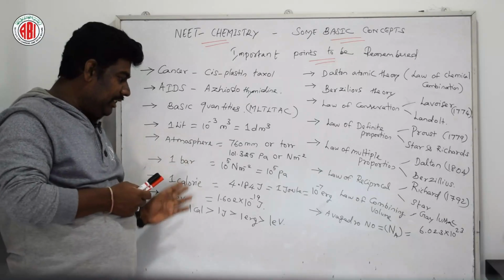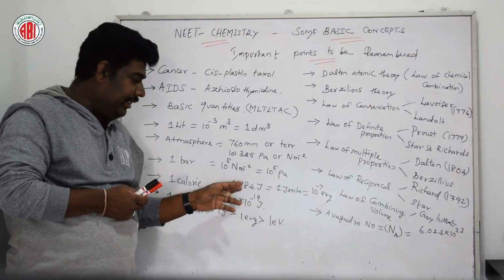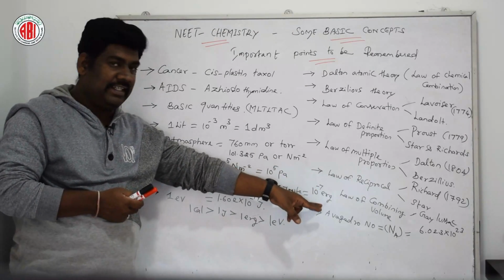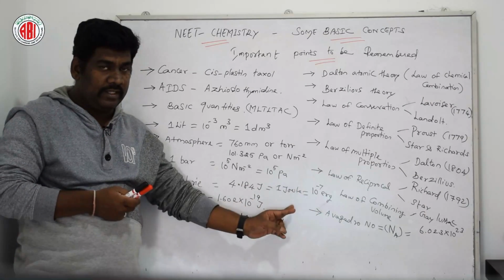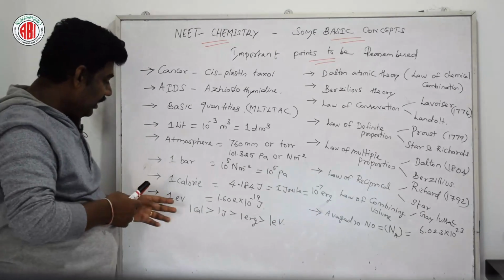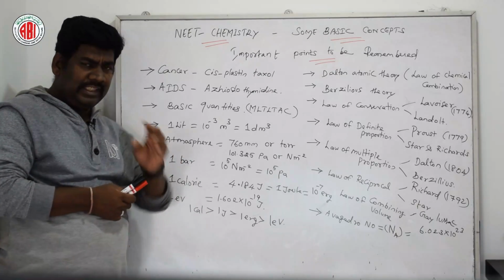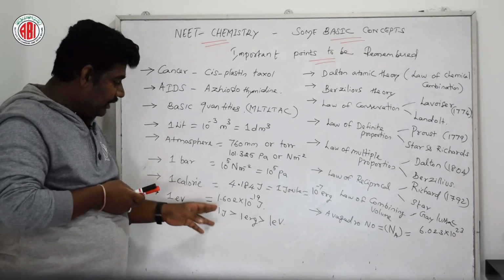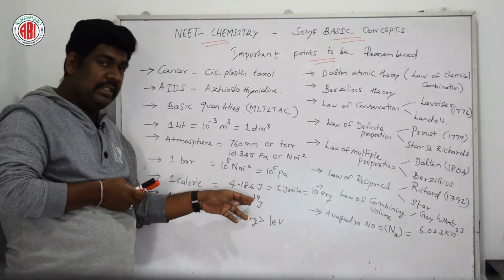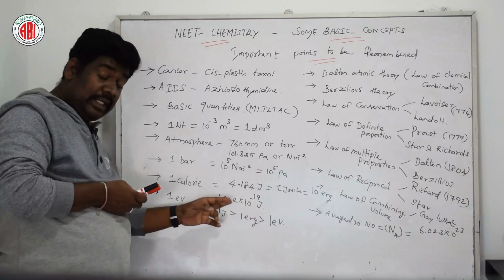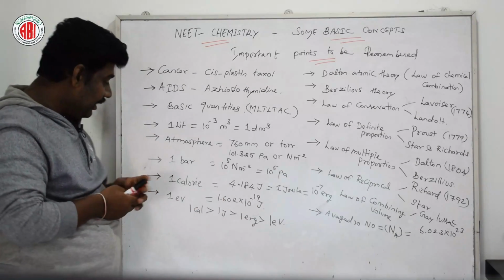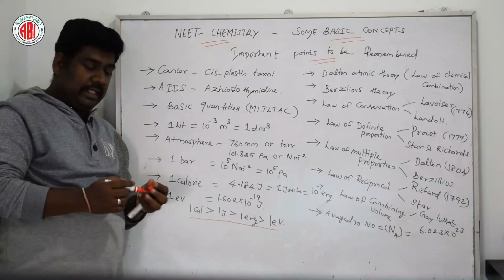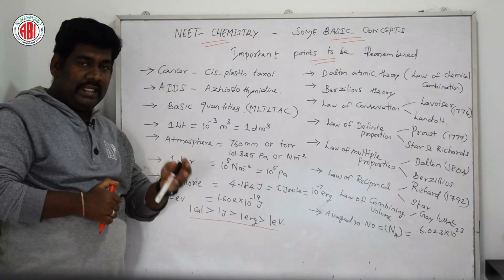Then 1 calorie is always equal to 4.184 joule. 1 joule is equal to 10 to the power of 7 erg. So joule to erg to joule conversion will be important. Then 1 electron volt is nothing but the energy of the electron charge. So the charge of the electron is 1.602 into 10 to the power of minus 19 coulomb, expressed in 1 electron volt.